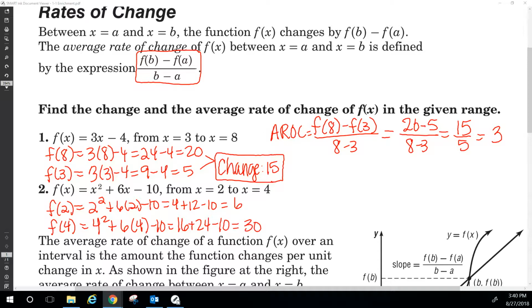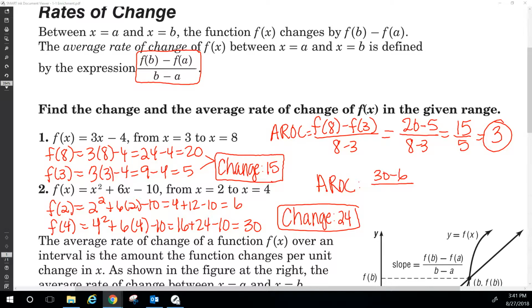So again, my change from 30 to 6 is 24. That's my average rate of change. My average rate of change for this one is going to be that 30 minus 6, but this time over 4 minus 2. Change in x is 4 minus 2. So 30 minus 6 is 24, like we said, over a 2-unit interval. My average rate of change would be 12.